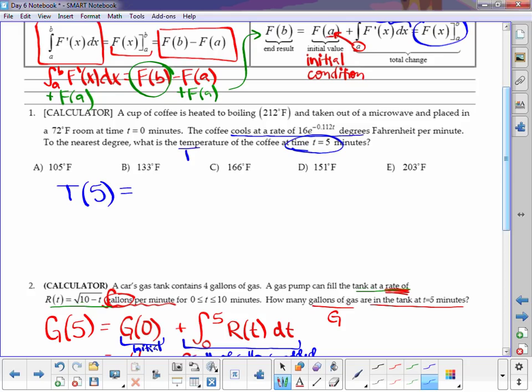So a cup of coffee is heated to boiling and then taken out of the microwave and placed sitting there, and then it starts to cool down. So 212, this is my initial amount. That's my initial condition. It starts out at 212 degrees Fahrenheit. Technically, that is the temperature at time zero, right? Because we first take it out of the microwave. Now, because it's cooling at a rate of this, I want to subtract however much it changes, because however much it changes is how much it has dropped, right? We're not getting hotter coffee, we are getting cooler coffee.